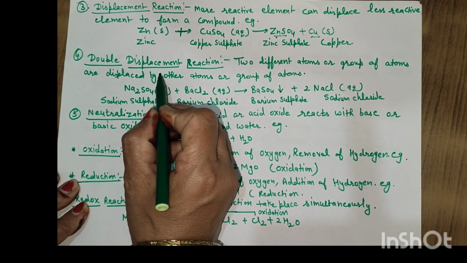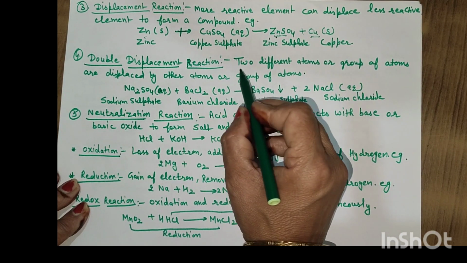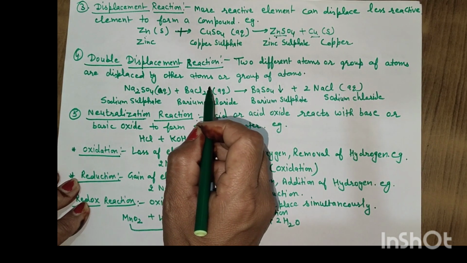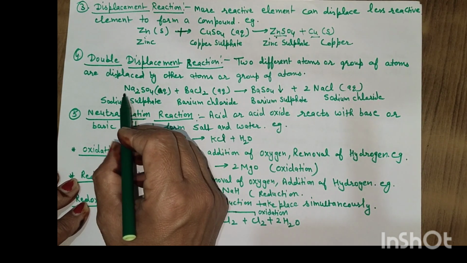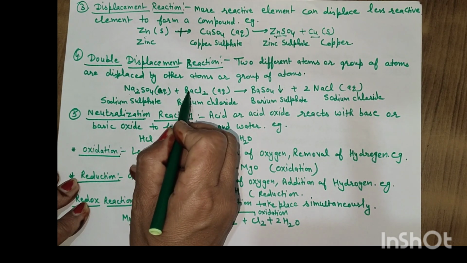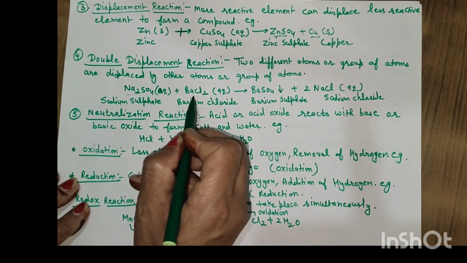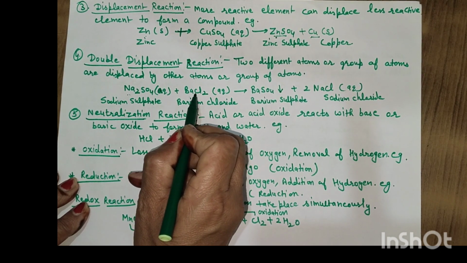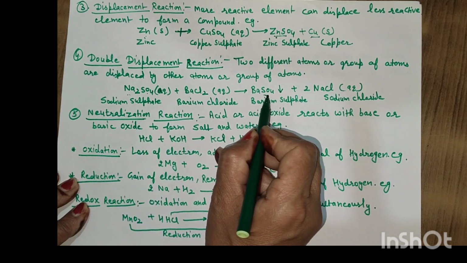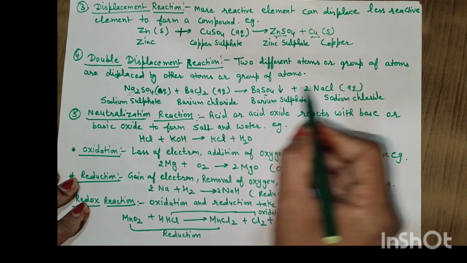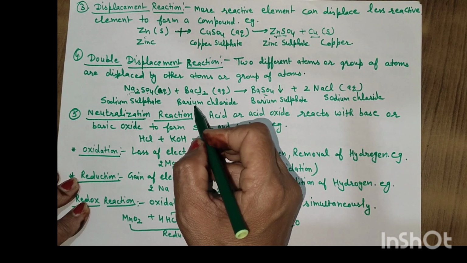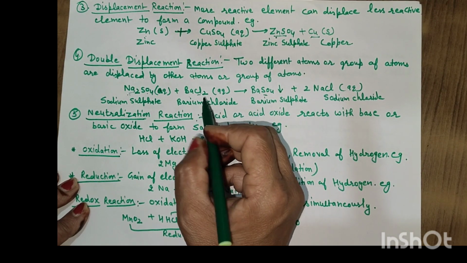Now double displacement reaction. In this type of reaction, two different atoms or groups of atoms are displaced by other atoms or groups of atoms. For example, Na2SO4 and BaCl2. Here Ba and Na both are displaced from their position in the form of ions. Ba combines with SO4 to form BaSO4 and Na combines with Cl and forms NaCl. This ion exchange is called double displacement reaction.